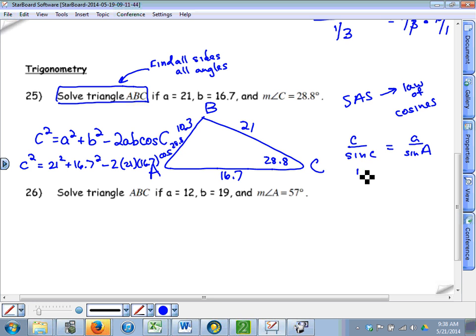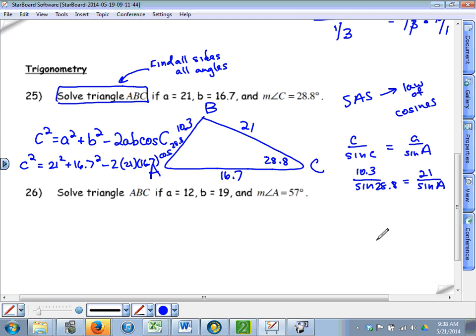So side C was 10.3 over the sine of, oh, where's angle C? 28.8. That's going to equal side A over sine A. Well, I should have flipped these upside down. It's always easiest if your unknown is on the top of a fraction. It's all right, though.